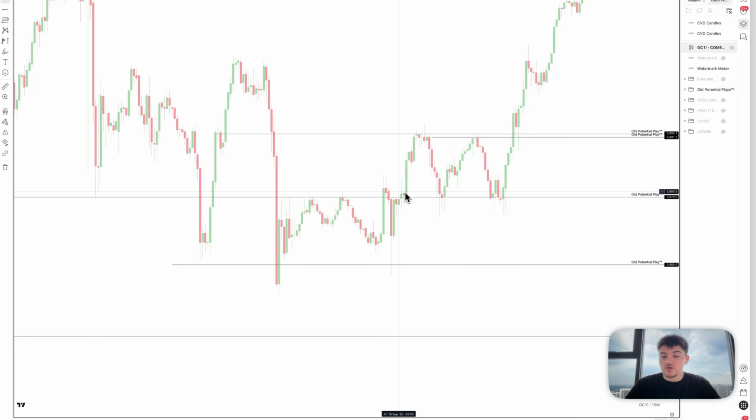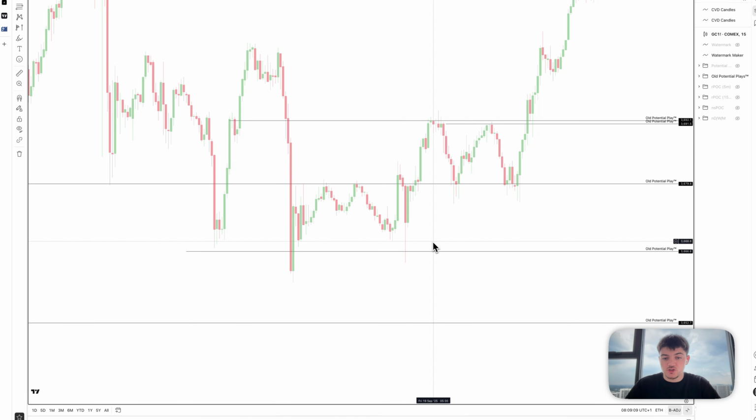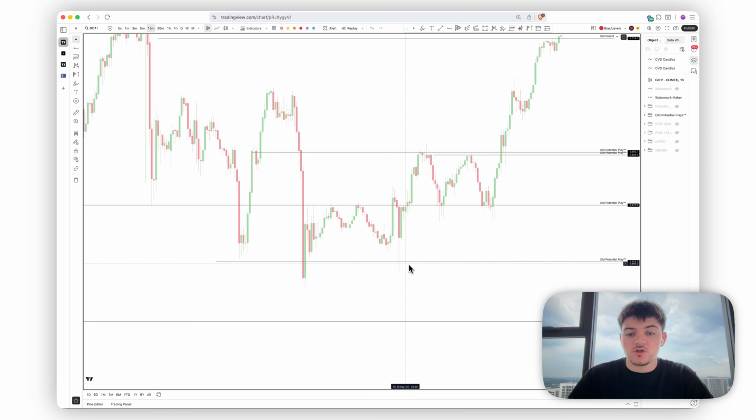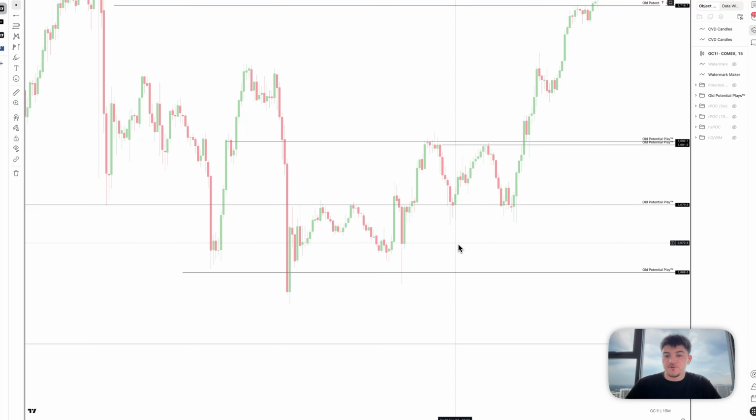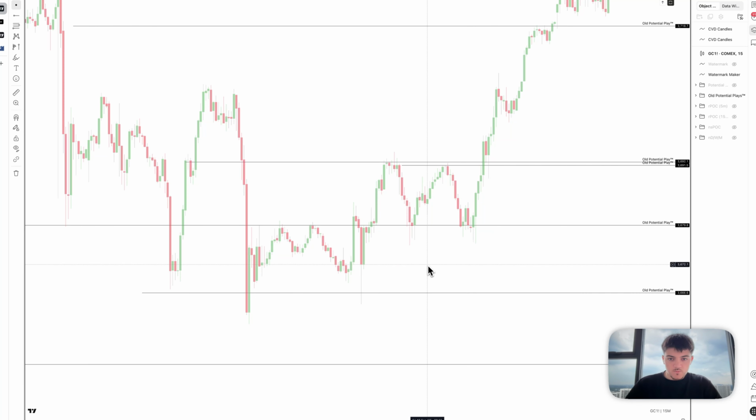We hovered around it for a bit. We ended up testing this level down here, not once but twice. So you could have easily took shorts from here, closed them down here. Specifically, you're looking for these scalping opportunities. Okay, we're not going from here to here, right? We're just looking for scalps, nice, easy, quick scalps with a nice tight stop, right?